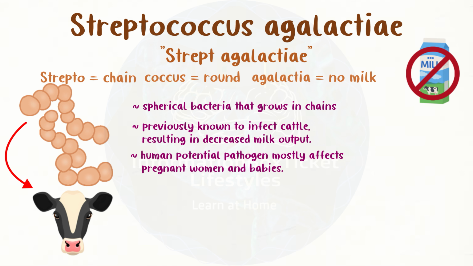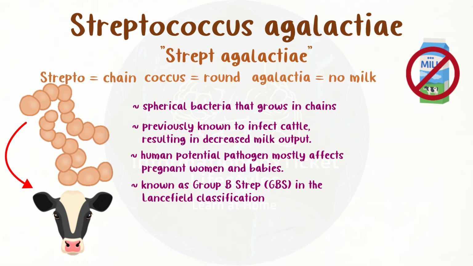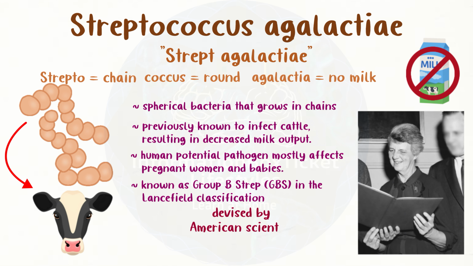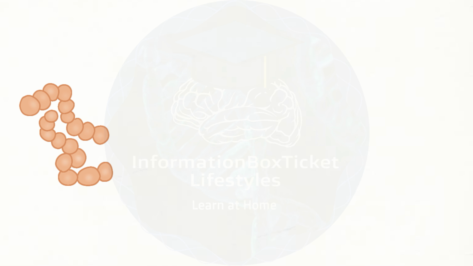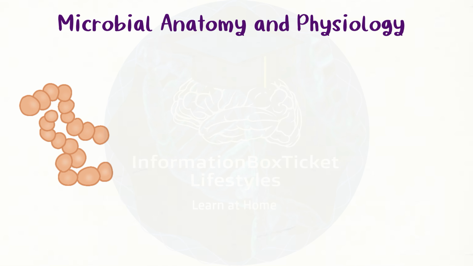Strep agalactiae is also known as Group B Strep, GBS, in the Lancefield classification, which was devised by American scientist Rebecca Lancefield. Now, a brief overview of microbial anatomy and physiology.